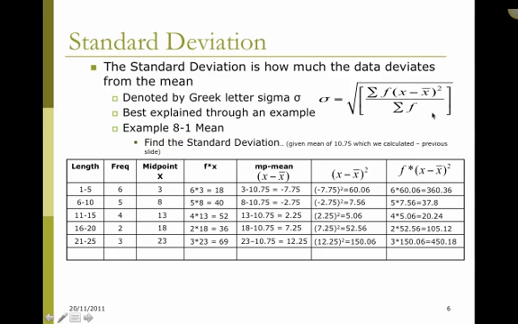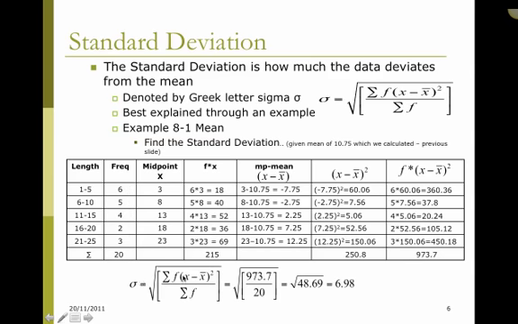We want to sum this column then, add them all together. Sum this column, add them all together. And then sigma is the square root of the column in the extreme right divided by the frequency column, which in this case equals the square root of 973.7 divided by 20, square root of 48.69 or 6.98.